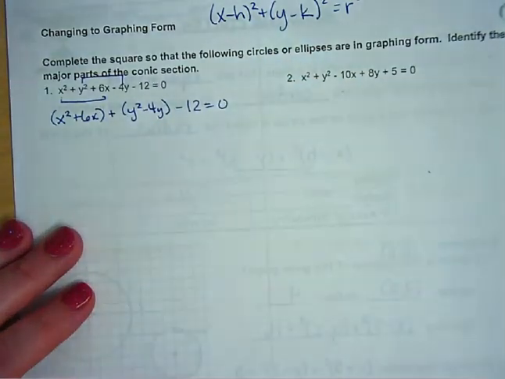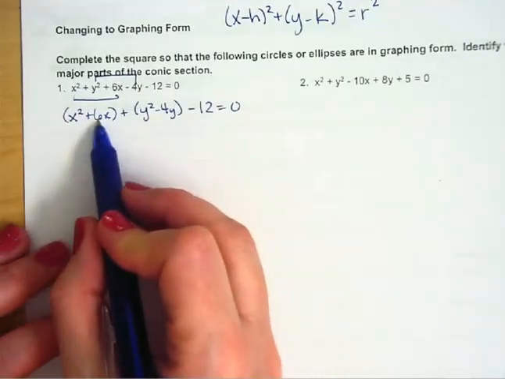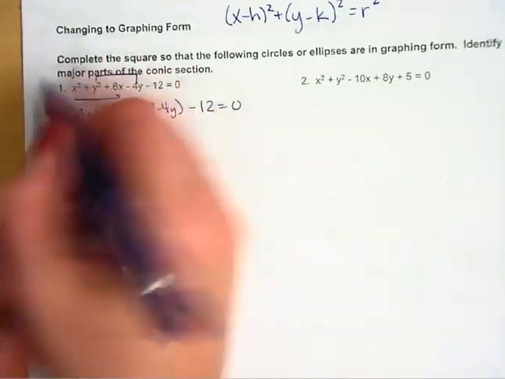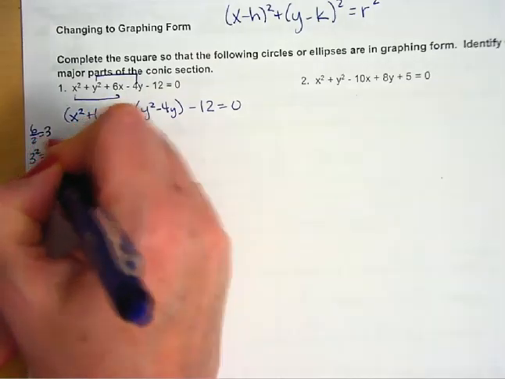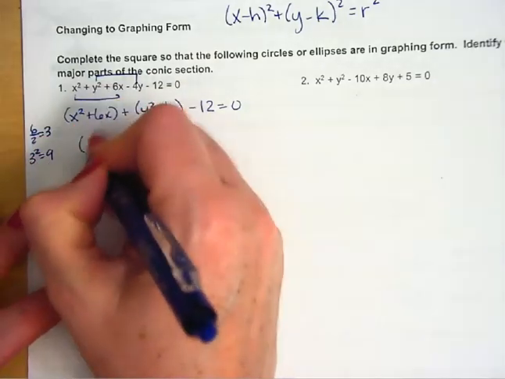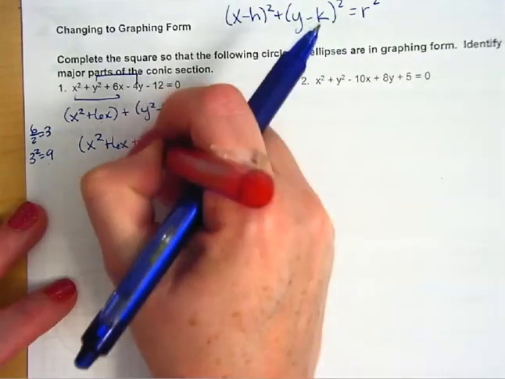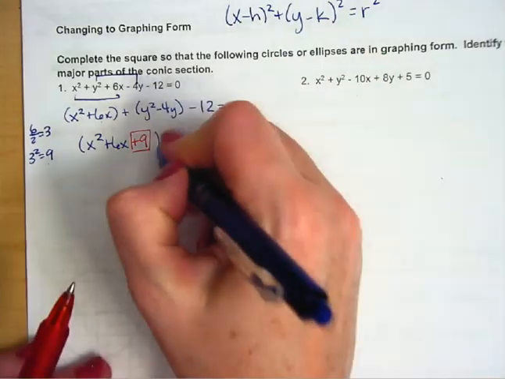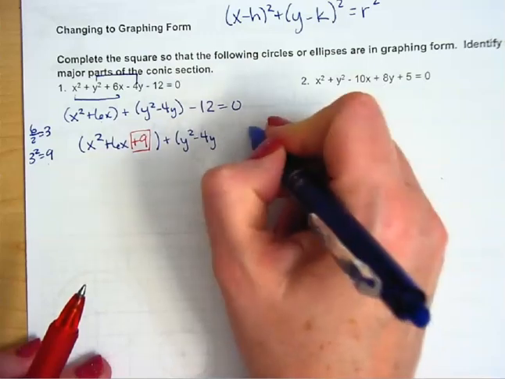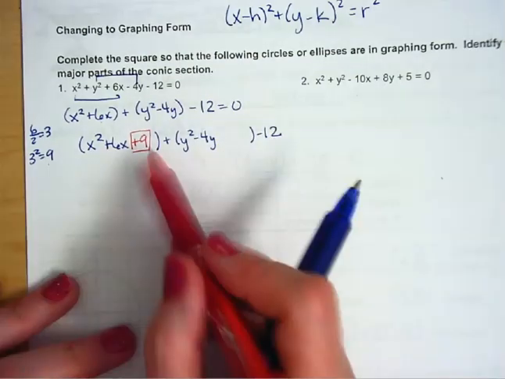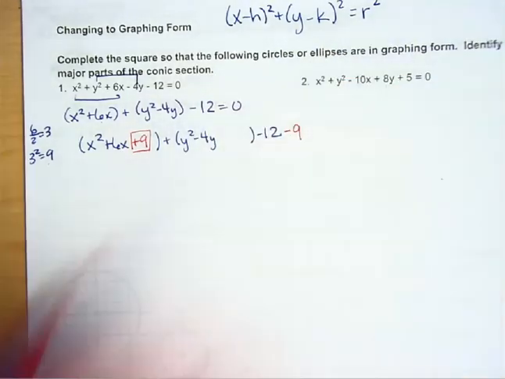And then the second step is to complete the square for the x's and y's. So looking at the x group first, my b value is 6. We want to divide it by 2 and square it. And that value we are adding to the x group, plus 9. And then yesterday we talked about how if you add 9 to the left-hand side, to keep the equation balanced, you have to subtract 9.